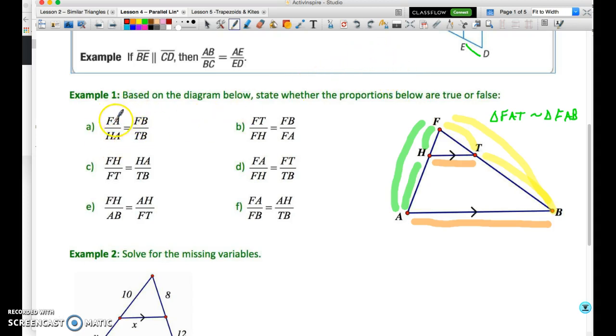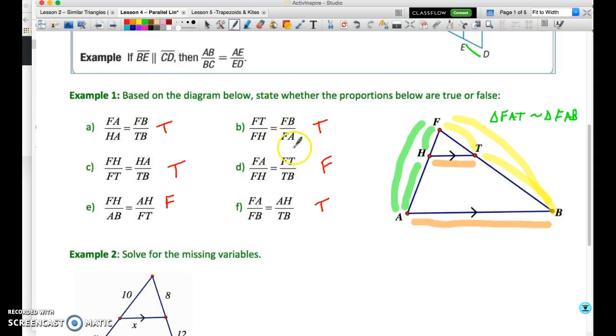Okay, so let's just go through. Here in the first one, we have FA over HA, so the whole side of the large triangle over the portion, and then we have FB over TB, and you can see hopefully from the colored markings that that is a perfectly acceptable proportion, and so that one is in fact true. In the interest of time, I'm just going to complete the true-false statements, and then I'll give you a very quick explanation of why certain of them are false. So go ahead and try them yourself.